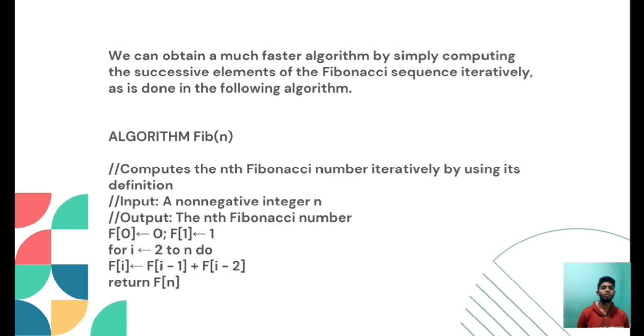Okay, if you want to calculate much faster, you can also implement this algorithm by computing the successive elements of the Fibonacci series iteratively, as it is done in the following algorithm. Means here we are not going to use a recursive function. We are going to use iterations, by which we calculate the Fibonacci number in this algorithm. F of 0 is equal to 0, f of 1 is equal to 1. Here we are using a loop also, means it goes on iterating, executing the statements, and it will return f of n.